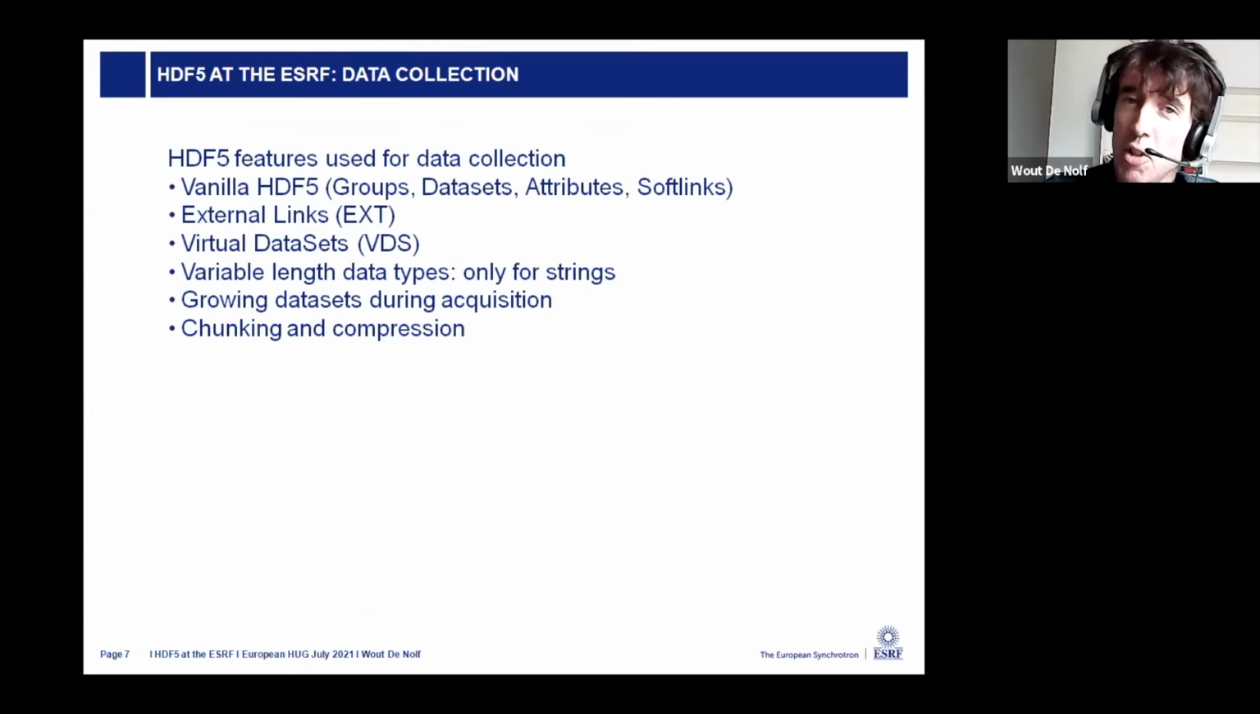So what I showed you now, these are all the HDF5 features that are being used. Apart from the normal things like groups and datasets and attributes, we use external links and virtual datasets, as I said. In terms of variable length data types, we use that for strings. All our strings are variable length data types.